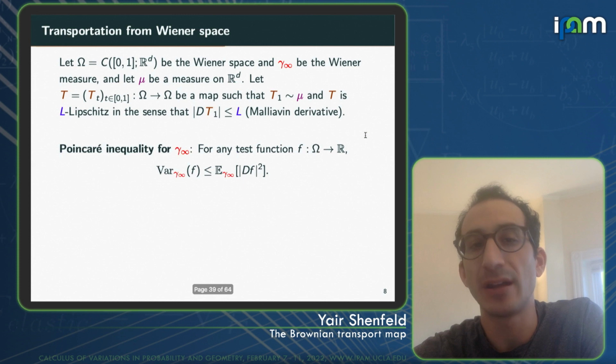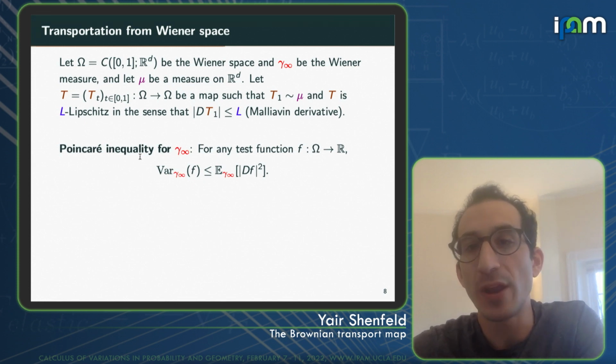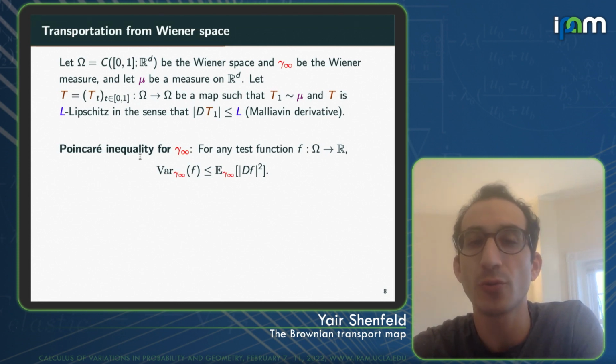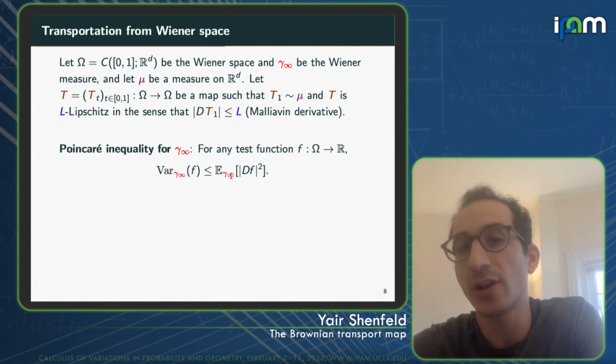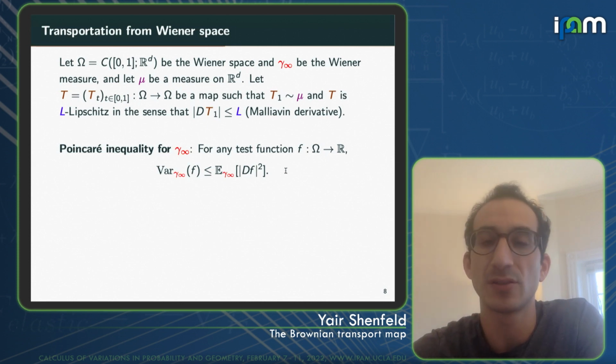Well, why would something like that be helpful? Because the Gaussian is an infinite dimensional measure, we know that the Poincare inequality holds also for the Wiener measure, the infinite dimensional Gaussian measure, with exactly the same constant that would hold true for the Gaussian measure on R^d. So what does that mean? It means that if you have a test function f from omega to R, and you look at the variance under the Wiener measure, then you get a Poincare inequality because it's upper bounded with a constant 1 by the expected value under the Wiener measure of the gradient of f squared. And gradient, again, here means from the Malliavin calculus.